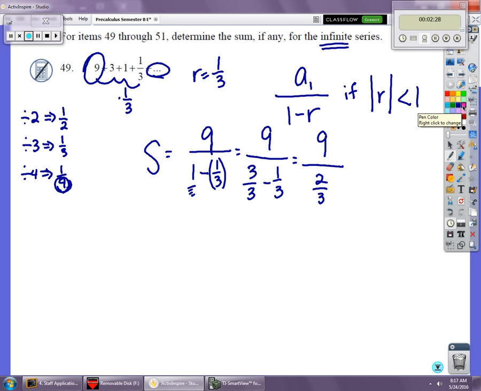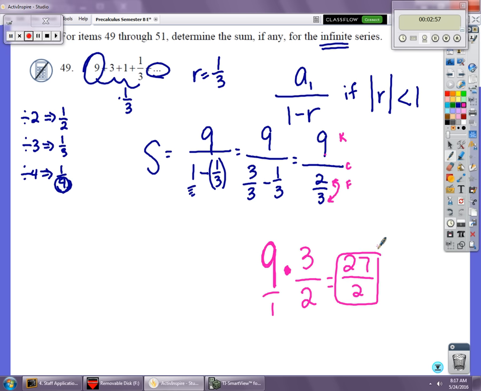What we're going to do is multiply the numerator by the reciprocal of the denominator. So this guy's going to get flipped. We've called it keep, change, flip, right? Keep the numerator, change to multiplication, and then flip over, or do the reciprocal of, your denominator. From here, I'll put the 9 over 1, and I'll see if there's any cross-simplifying that I can do, but it doesn't look like there is. So 27 over 2 will be my infinite sum.